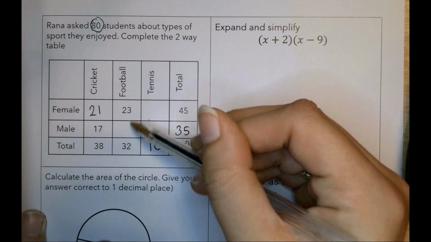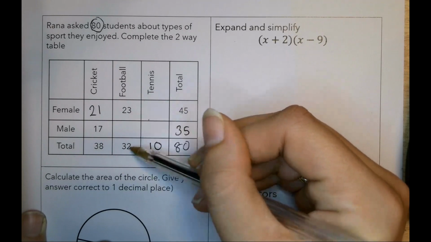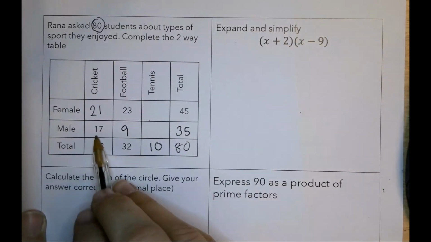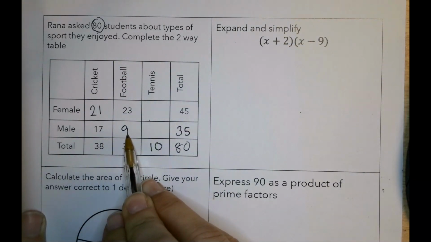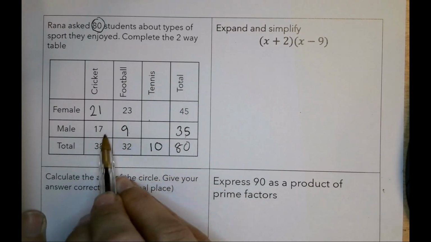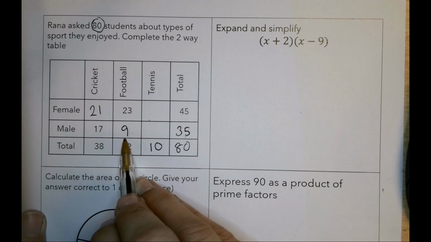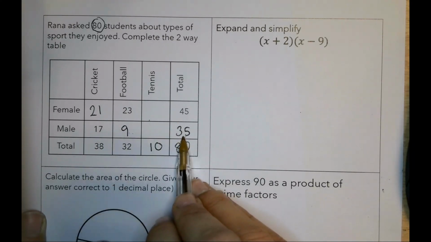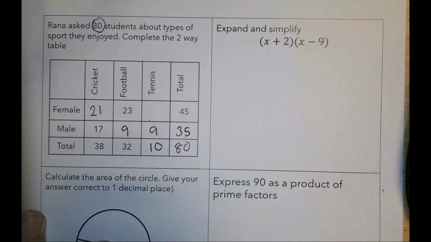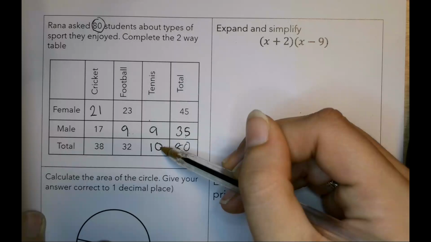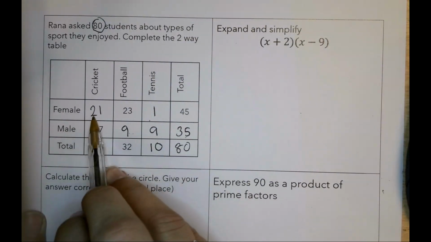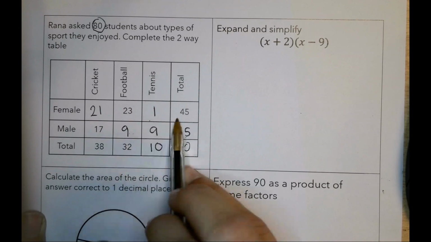For football, 23 of them are female. 32 altogether. 32 subtract 23 gives me 9. 17 add 9 gives me 26. I've got 35 male students altogether, so if I've got 36 male students altogether, then that must be 9 male students that play tennis. 10 students play tennis altogether, 9 of them are male. 1 of them must be female, and just to check, 21 add 23 add 1 does equal 45.